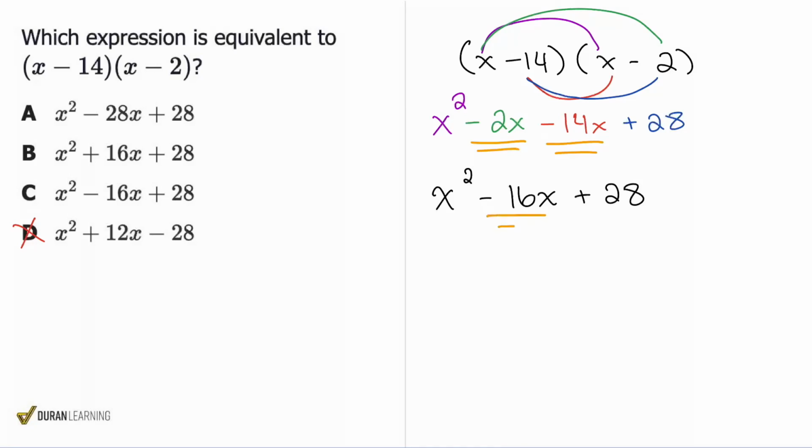So right here, that's that big step. Knowing how to add, subtract, and multiply between negatives is going to come in handy here. The correct answer here is answer choice C: x squared minus 16x plus 28.